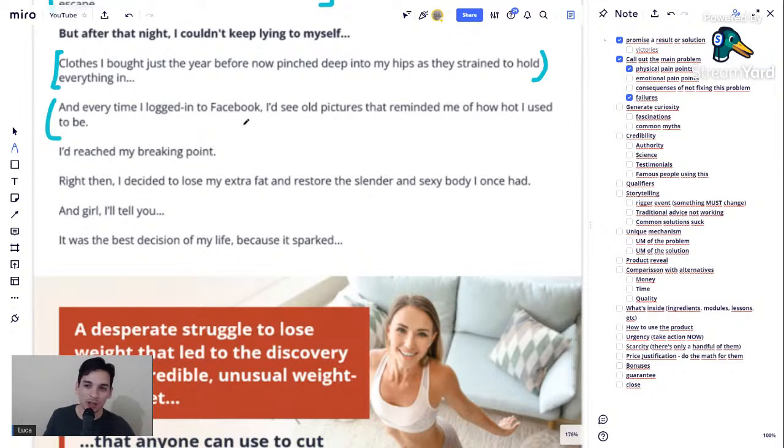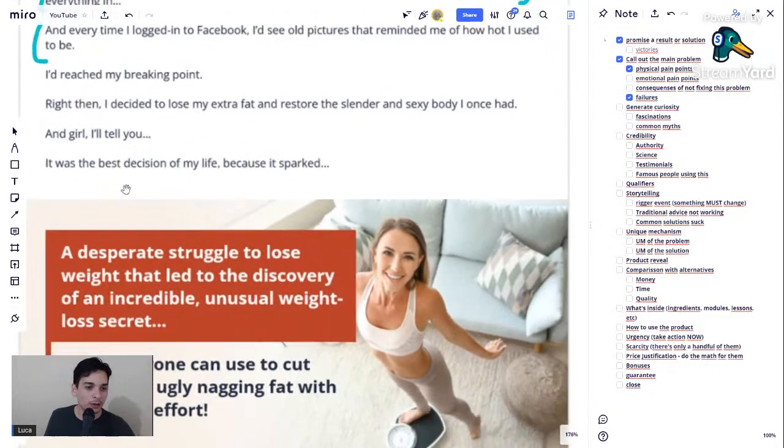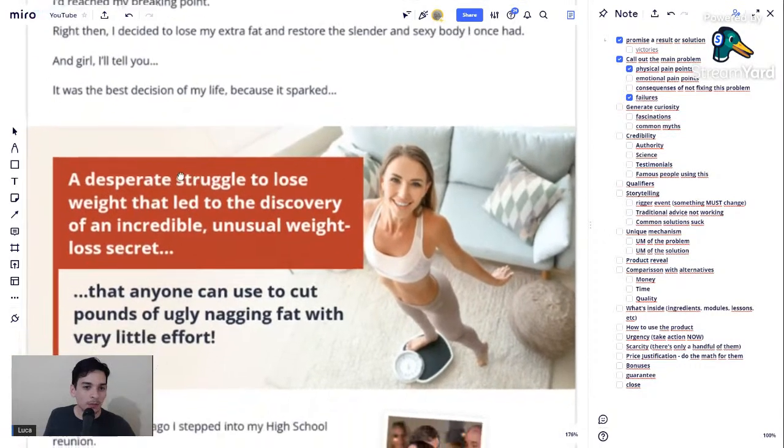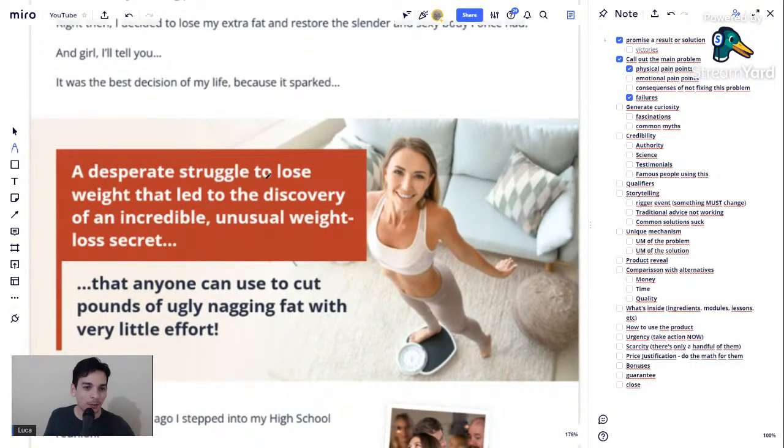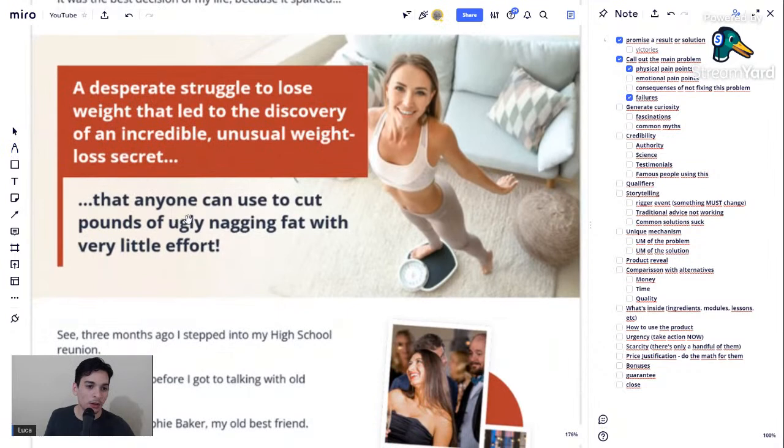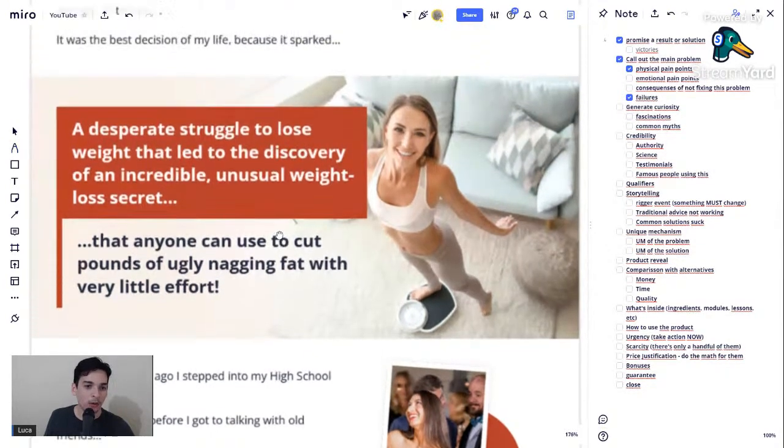It's one experience that could be, she could be winning or she could be losing, and now she's losing. She's failing at it. I reached my breaking point. Right then, I decided to lose my extra fat and restore the slender and sexy body I once had. And girl, I tell you, it was the best decision of my life because it sparked a desperate struggle to lose weight that led to the discovery of an incredible, unusual weight loss secret that anyone can use to cut pounds of ugly nagging fat with very little effort.